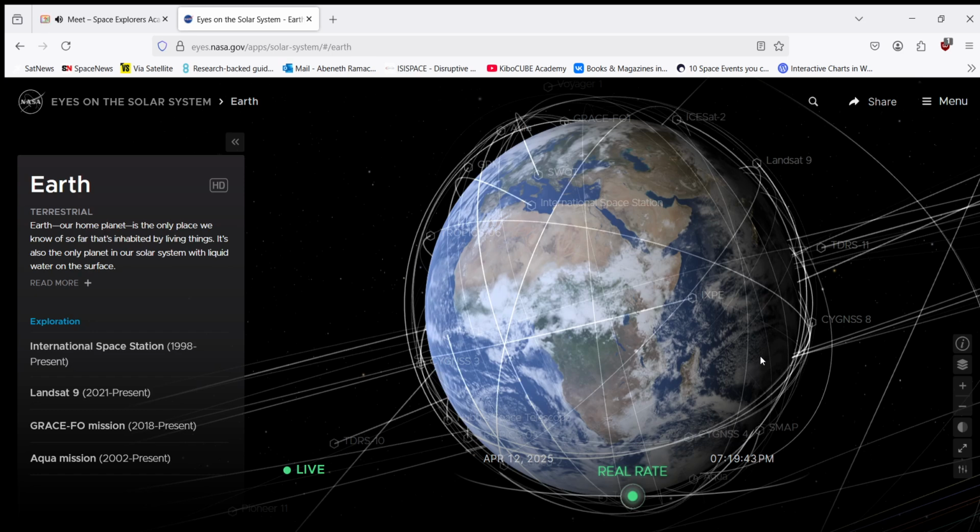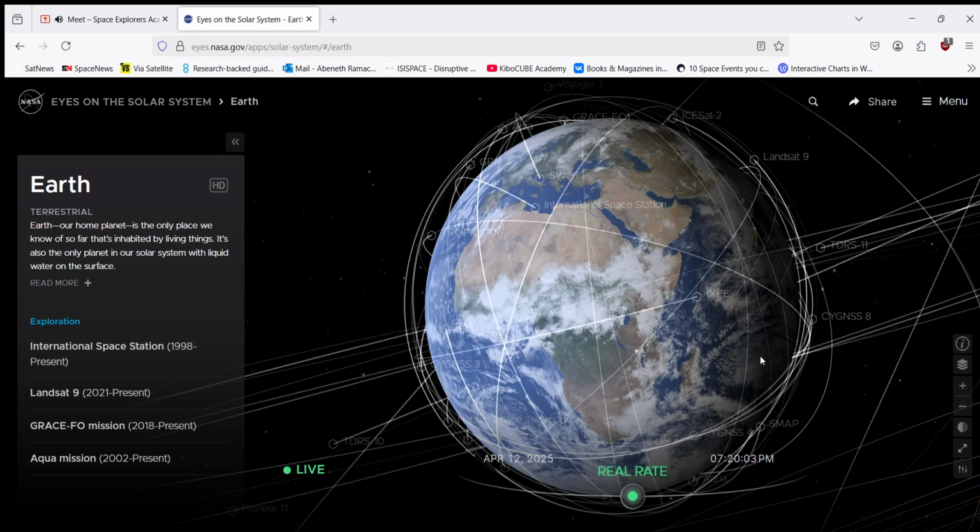There is one planet in the solar system which is actually doing this. Do you know which planet is actually spinning in reverse? Any guess? Take a guess. Venus. Yes, Venus is actually spinning in the opposite direction.